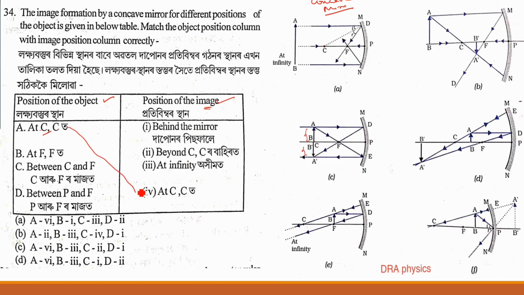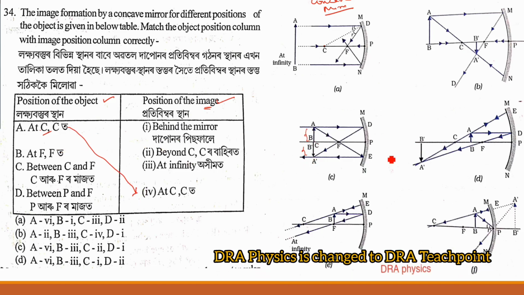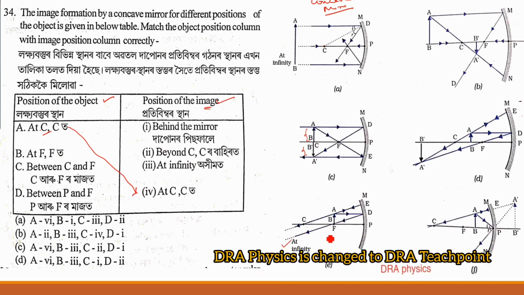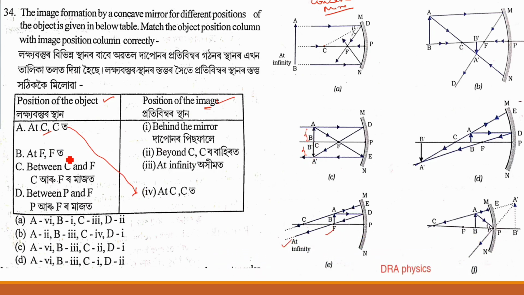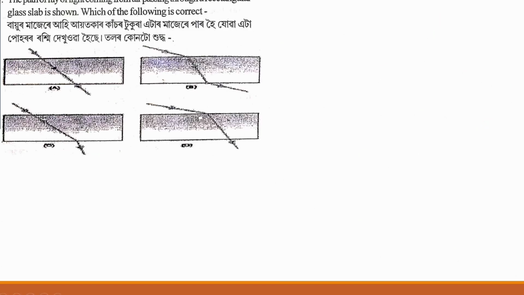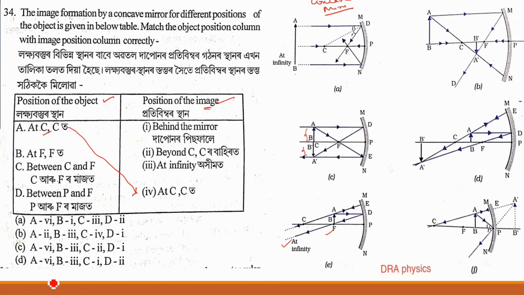Okay. So when it is at F, you can see here the position of the object is at F, then the image is formed at infinity. When the position of the object is at F, the image is formed at infinity.